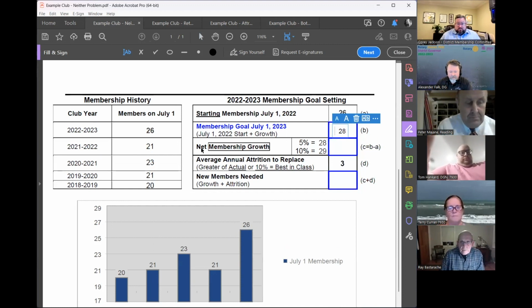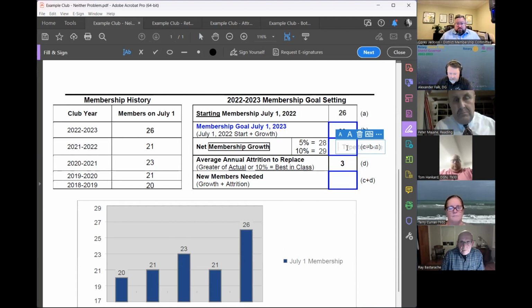Well, what does that mean for my net membership growth? I need to achieve C equals B minus A. So 28 minus 26. I need to achieve a net growth of 2 members. Well, that sounds easily doable. But wait, there's more. Now I need to look at my average annual attrition that I need to replace. And that is, in this case, 3 members that I'm going to lose this year, period.